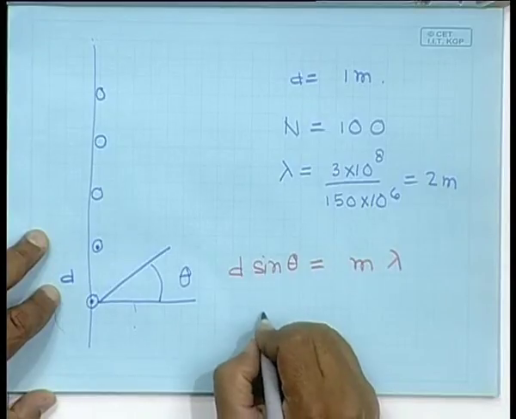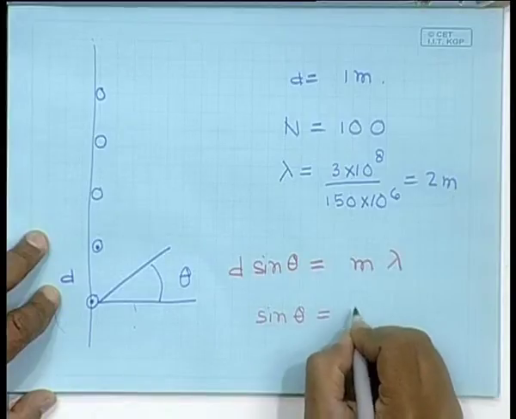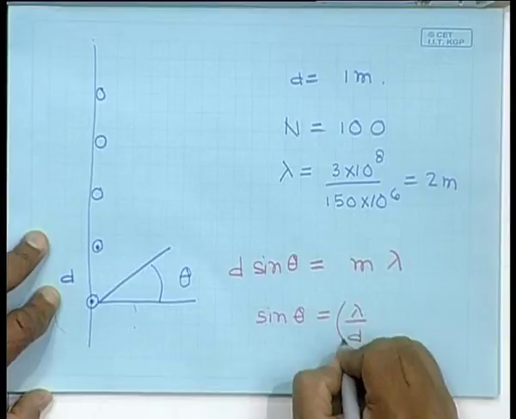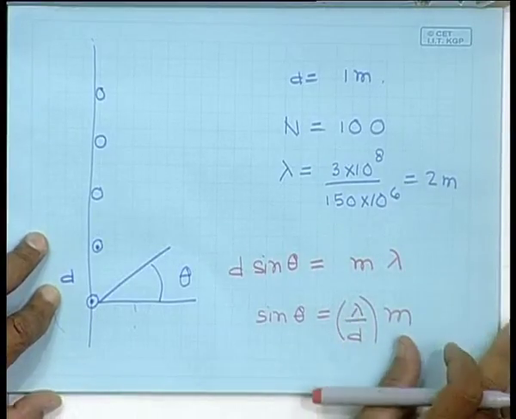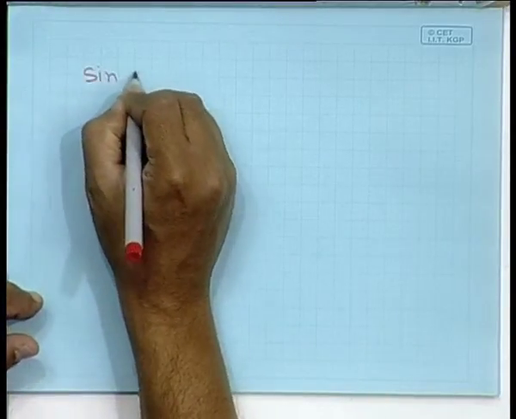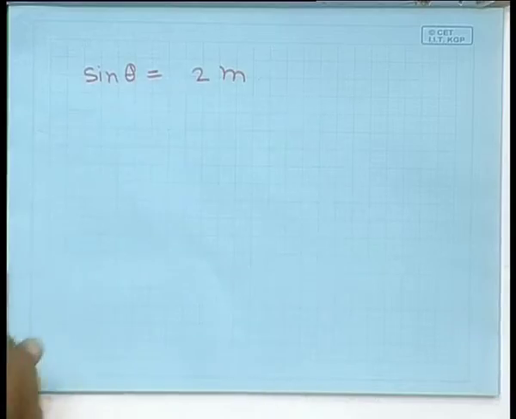So, sine theta is equal to lambda by d into m, which in this case, lambda is 2 and d is 1. So, in this case sine theta is equal to 2m, and m can have any value 0, plus minus 1, plus minus 2, plus minus 3, etc. So, the question is, what are the possible solutions for theta?